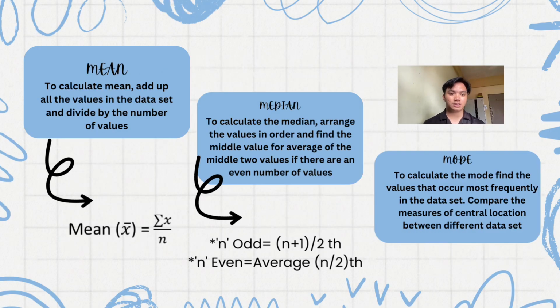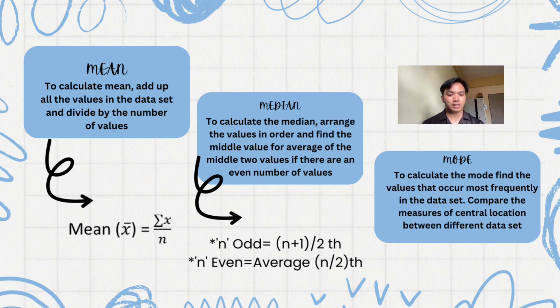In the next slide, I will discuss the three main measures of central tendency, which are the mean, median, and mode. Each measure provides a unique perspective on the distribution of the data. First is the mean, the average value in a data set, calculated by summing all the values and dividing by the number of data points.